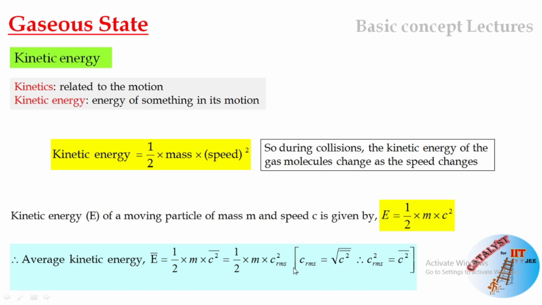Now, we know that C RMS or RMS speed is nothing but the square root of c square bar. So, c square bar is equal to the square of the RMS speed. That means the average kinetic energy will be half into m into c RMS square.